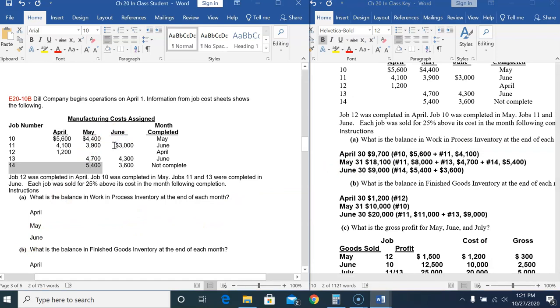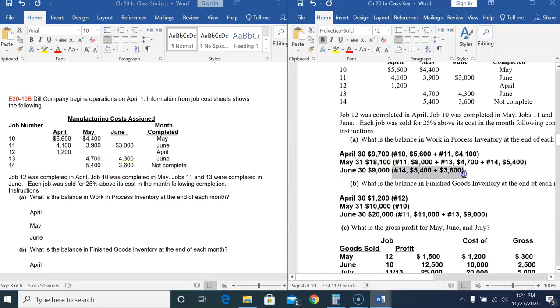Work in process at the end of June will consist of only 1 job. Actually, let's see. Yeah, 1 job. Job 11 was completed in June. Job 13 was completed in June. Job 14 was not complete. So at the end of June, we have a total of $9,000 sitting in work in process associated with job 14.